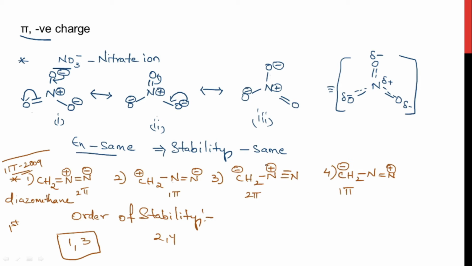So you come to the fourth rule now. What is the fourth rule? Fourth rule says negative charge on an electronegative atom and positive charge on electropositive atom species are more stable. Yes, in both the first and the third option, you can see the positive charge on nitrogen atom. The only difference is the negative charge here. In the first option, you can see the negative charge on nitrogen atom. In the third option, you can see negative charge on carbon atom.